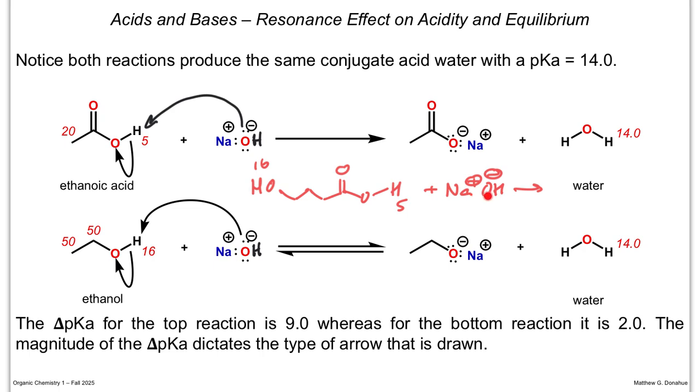So the base is always going to go after the strongest acid. And so in a polyfunctional molecule, something that has more than 1 acidic functional group, the base always has to go at the most acidic thing. So it can't go there first because that is not favored.